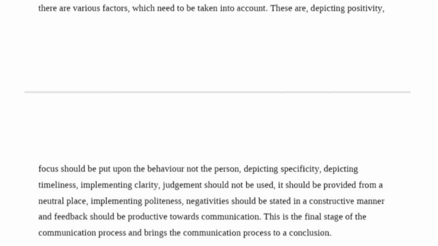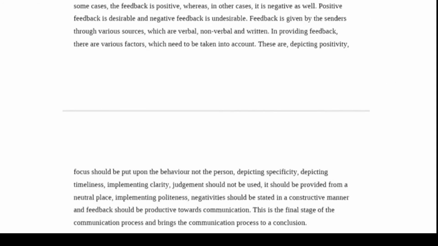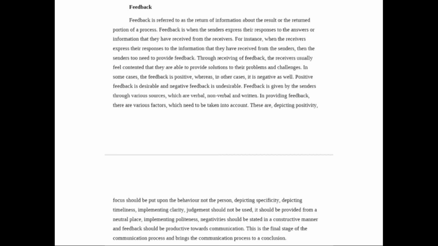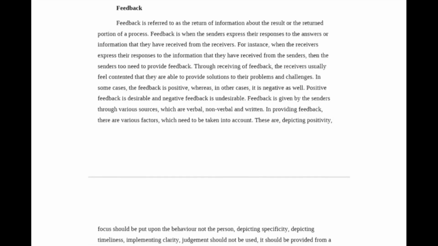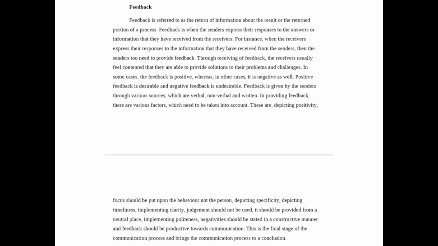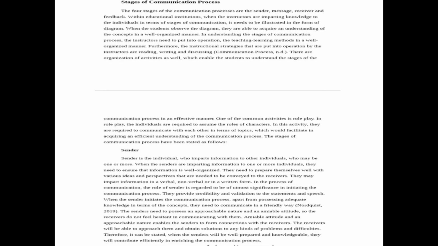This is the final stage of the communication process and brings the communication process to a conclusion. So, all these stages take place in a communication process. First there is sender, then there is message, then there is receiver who receives the message, and at last there is feedback, which is the information about the result or the returned portion of a process by the receiver. So students, today we have covered this important topic, stages of communication process.